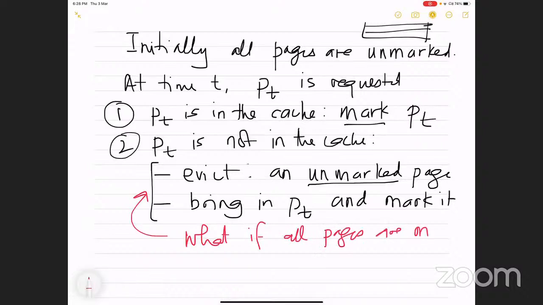In this case, what you do is you sort of reset the whole thing. You say, let me reset. You unmark all the pages. In some sense, you're going to reset everything, and then you'll just pick any one of them, remove it, and bring in pt. You will mark it, and this whole process goes on. Any questions here?